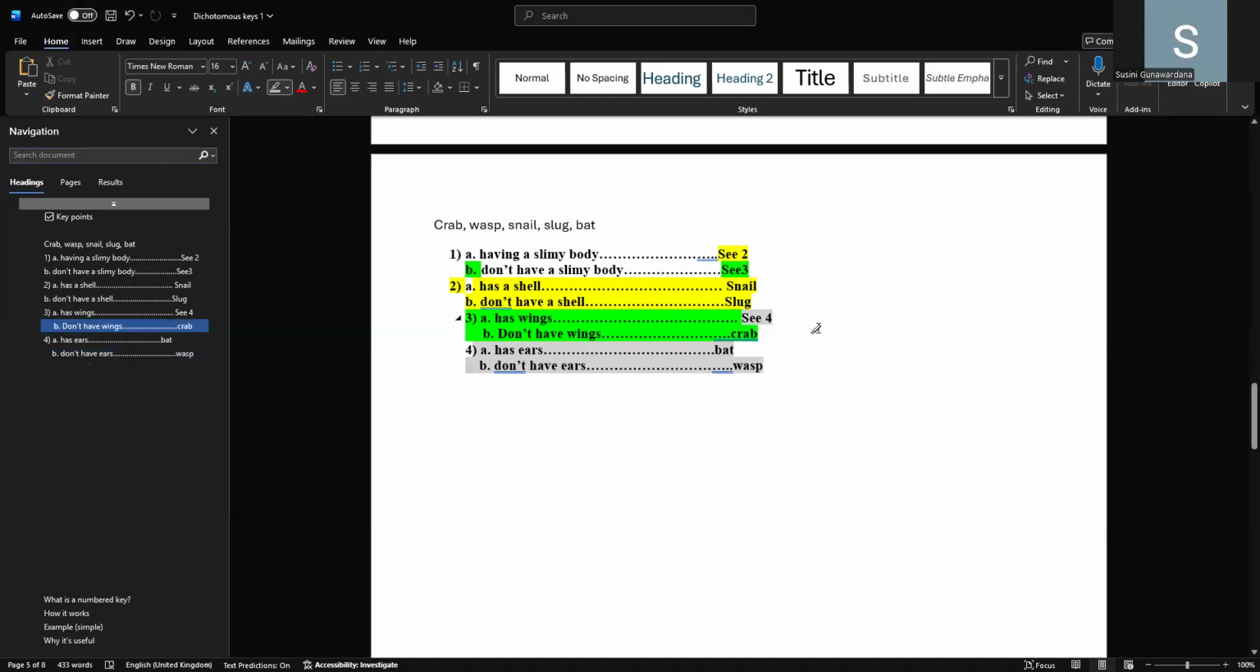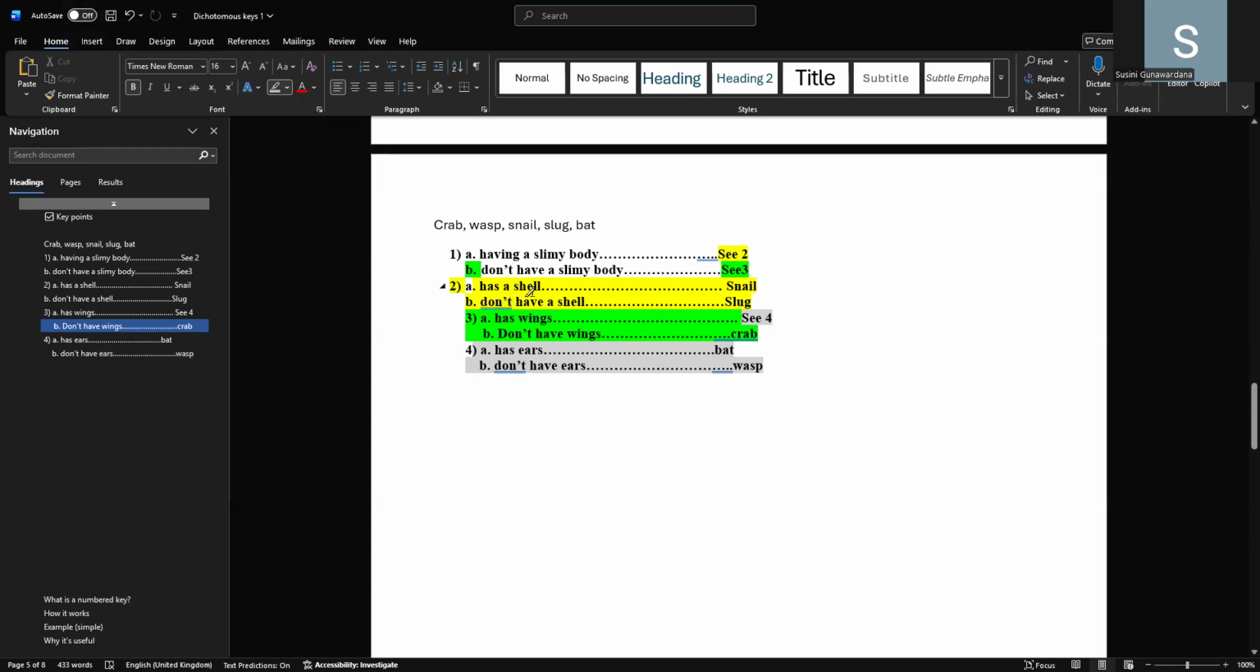Okay. So this is the way. Crab, bat, snail, slug, and bat. In that case, we divided it as having slimy body and don't have a slimy body. So as there were 2 animals in having slimy body, we can't write their names. So I put C2. So that 2 will be indicating here. So that 2 was indicated by snail and slug.